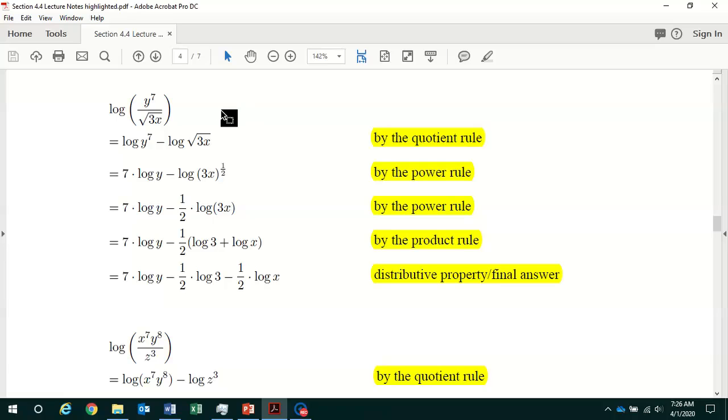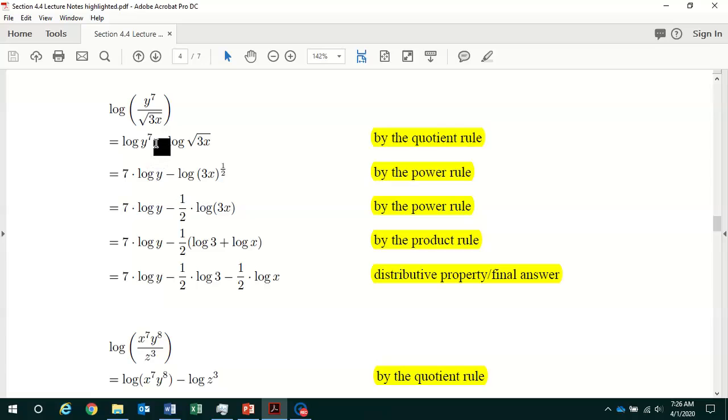So we're given the common log of y to the 7th over the square root of 3x. So the first thing we want to do is break up this quotient, applying the quotient rule. Quotient rule says this is equal to the log of the numerator minus the log of the denominator. So we have log of y to the 7th minus the log of square root of 3x. Well, whenever you take the square root of something, that's the same as raising it to the 1/2 power, as a rational exponent. So we replace square root of 3x with 3x to the 1/2.